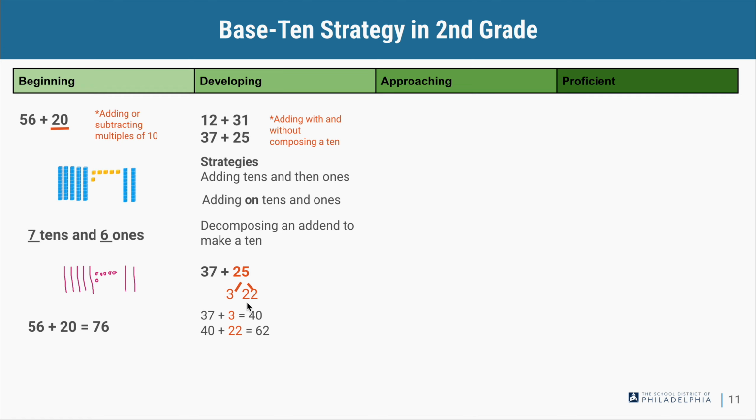25 is then broken into 3 and 22. I take that 3 and add it to 37 so I can get to 40, my next nice multiple of 10, and then 40 plus 22 is 62.